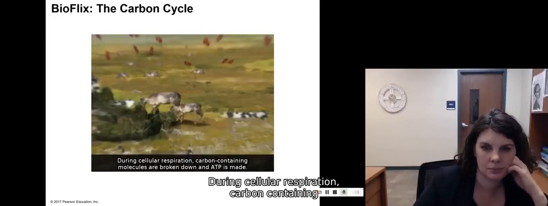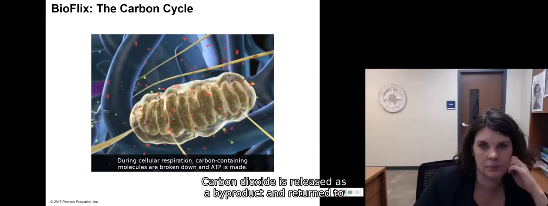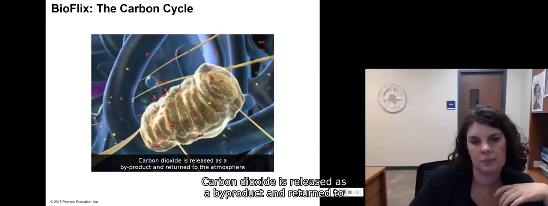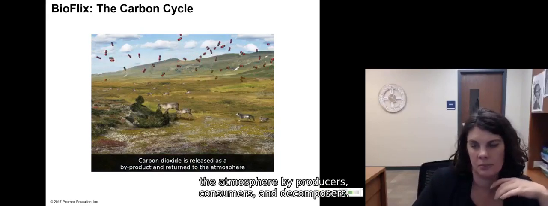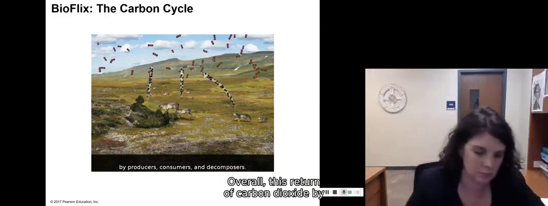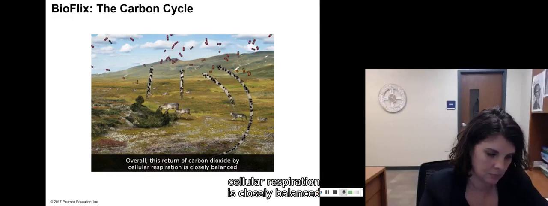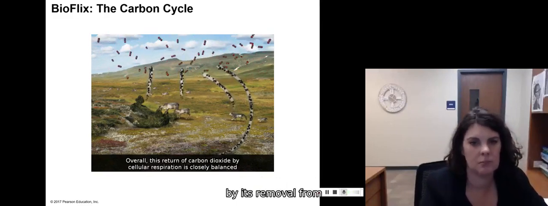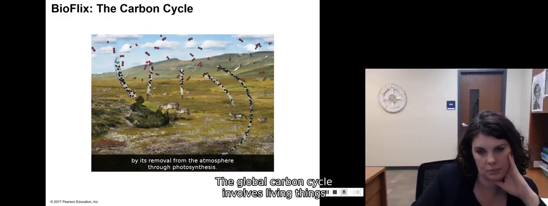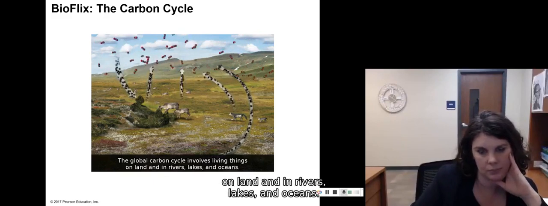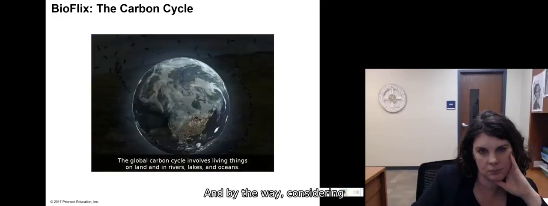During cellular respiration, carbon-containing molecules are broken down and ATP is made. Carbon dioxide is released as a byproduct and returned to the atmosphere by producers, consumers, and decomposers. Overall, this return of carbon dioxide by cellular respiration is closely balanced by its removal from the atmosphere through photosynthesis. The global carbon cycle involves living things on land and in rivers, lakes, and oceans.